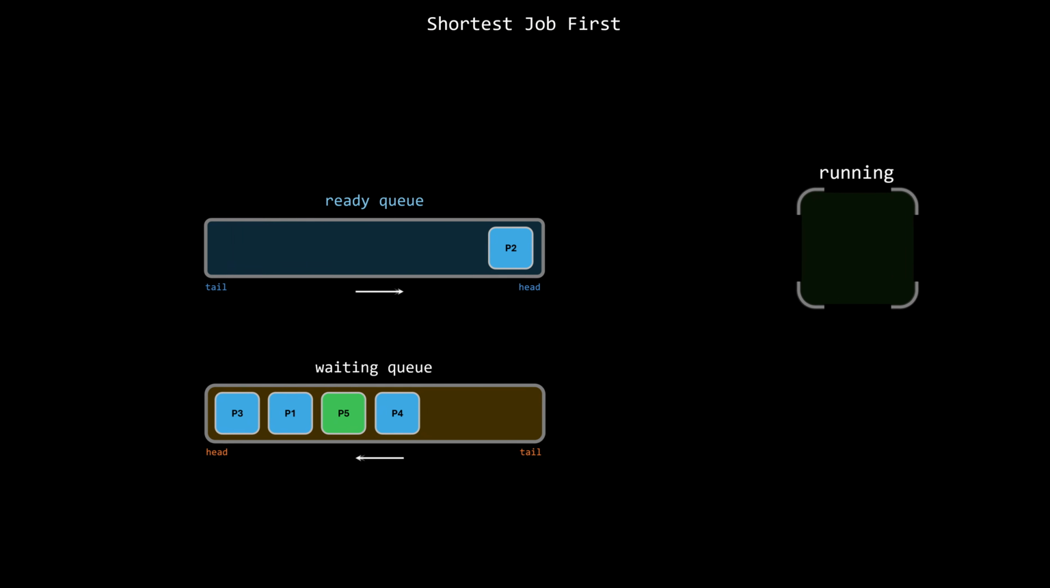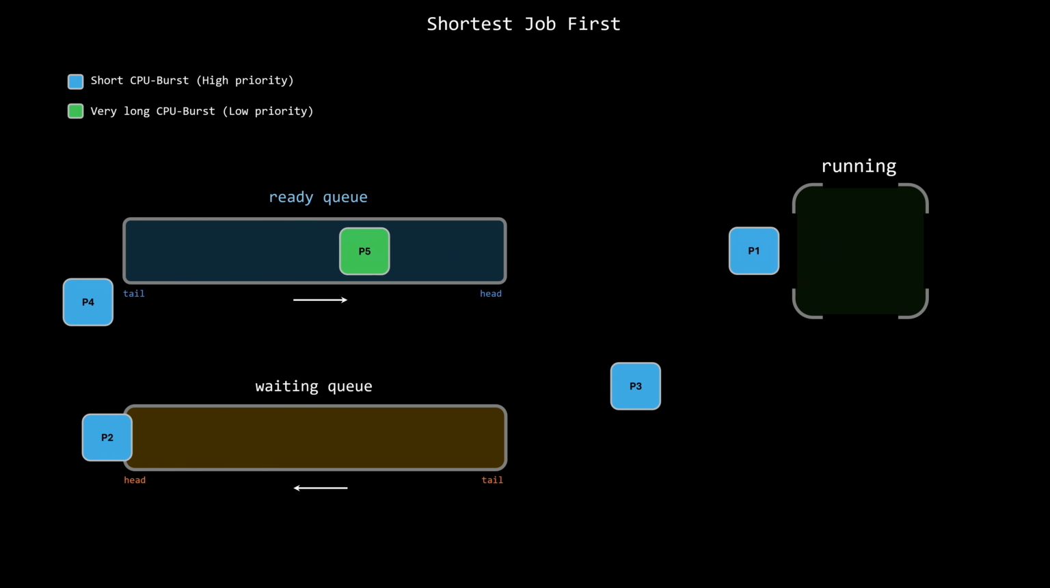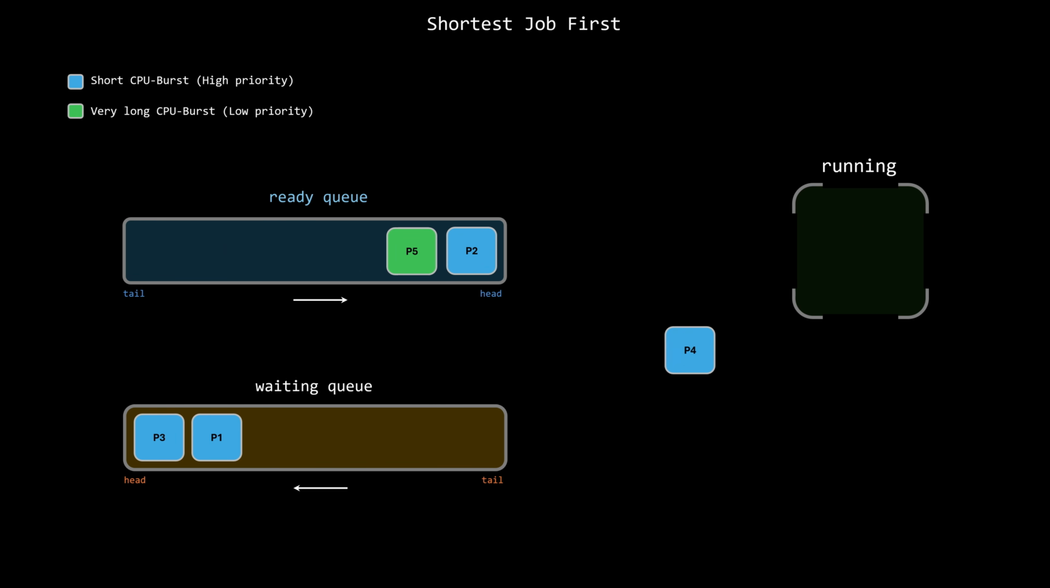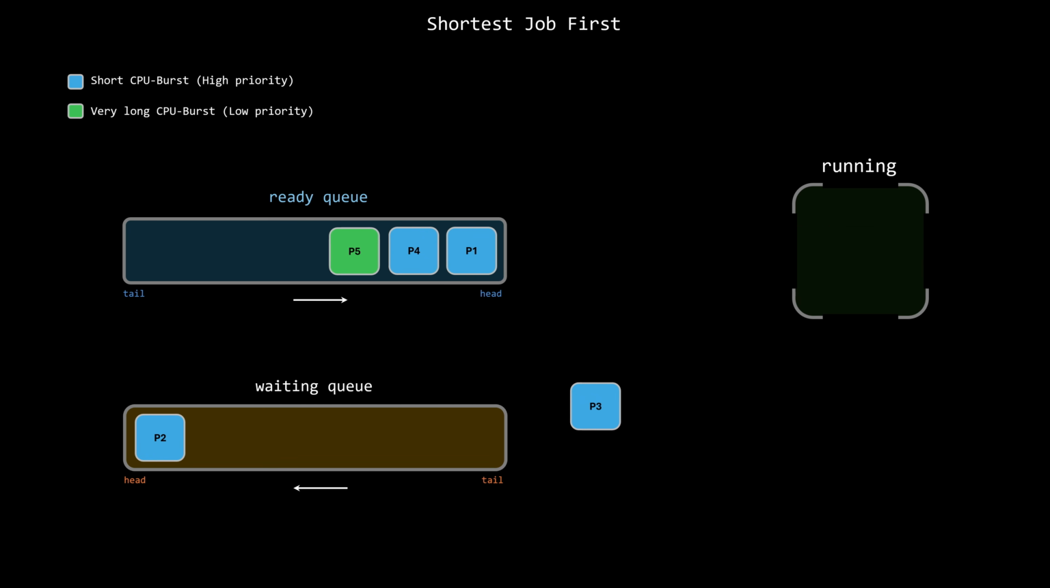This algorithm can be implemented using a priority queue, where priority is determined by the length of the next CPU burst of the waiting processes. This allows those short CPU burst processes to overtake those CPU-hungry processes, reducing the convoy effect. This algorithm is also provably optimal, in that it gives the minimum average waiting time for a given set of processes. Imagine we have 4 processes that arrive almost simultaneously.